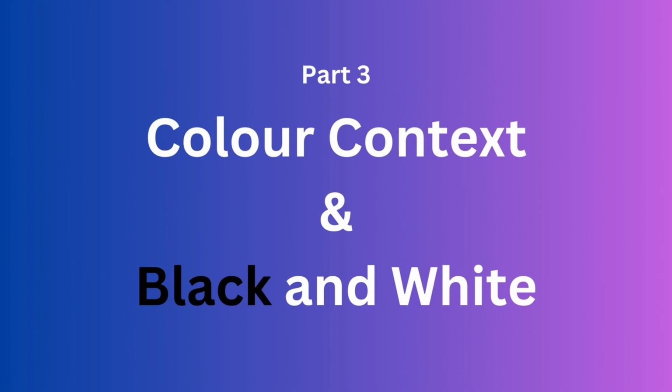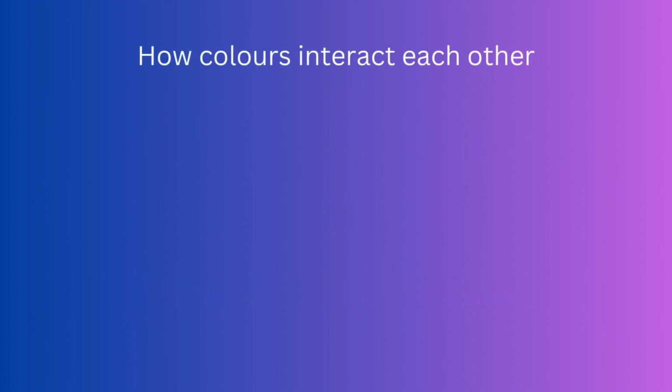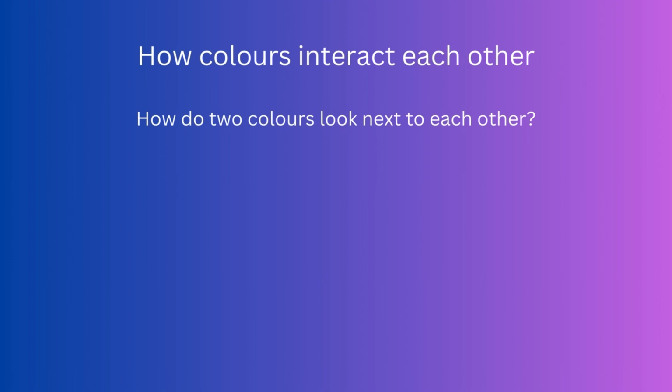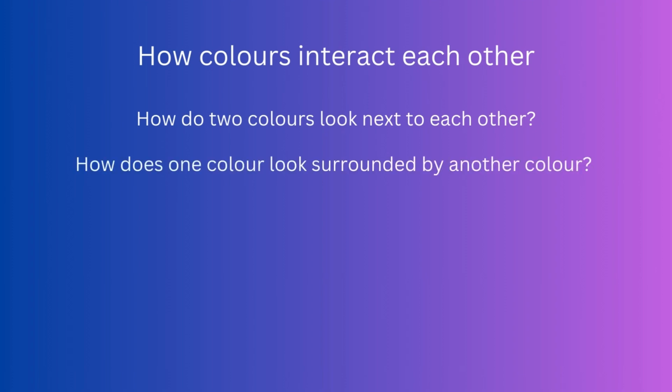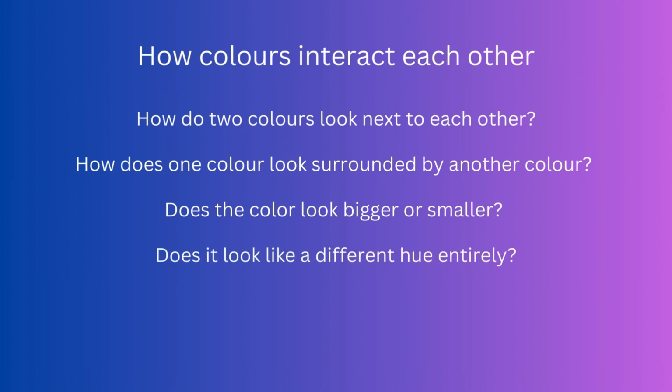Today we'll be learning all about color context as well as the colors black and white. Color context is how colors interact with each other. This can include the following questions and more. How do two colors look next to each other? How does one color look surrounded by another color? Does the color look bigger or smaller? Does it look like a different hue entirely? All these questions are related to color context and how a color interacts with another color.